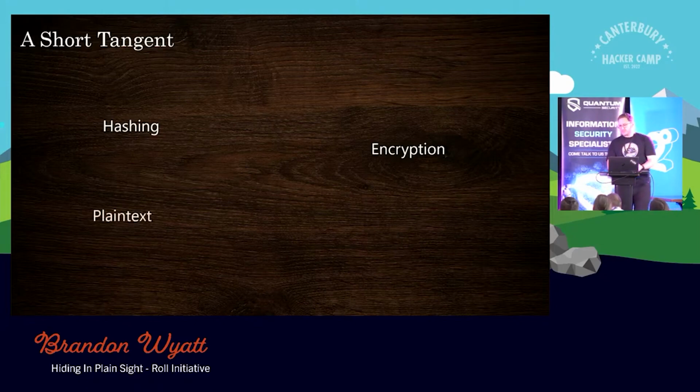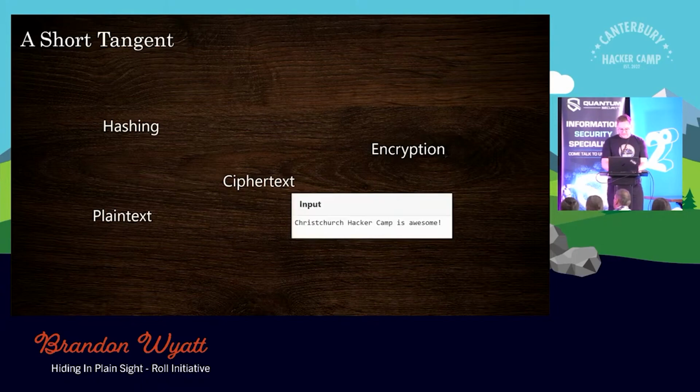Plain text is exactly what it sounds like: text intended to be read exactly as it is. In this context, it's the input text before encryption. And then, of course, ciphertext is the output text when you encrypt a plain text. So if you were to input the plain text, Christchurch Hacker Camp is awesome, into a ROT13 cipher, you'd get a corresponding ciphertext.